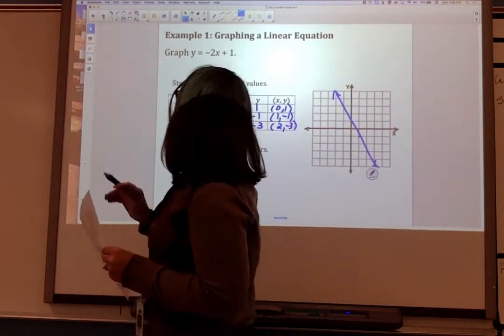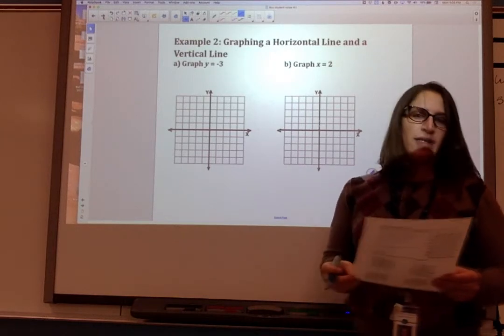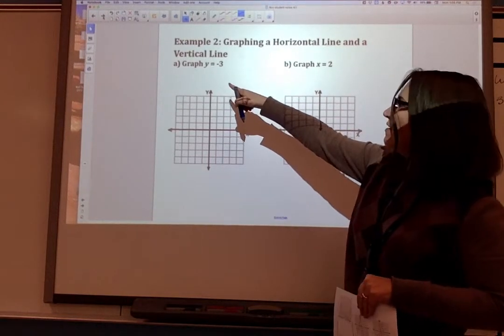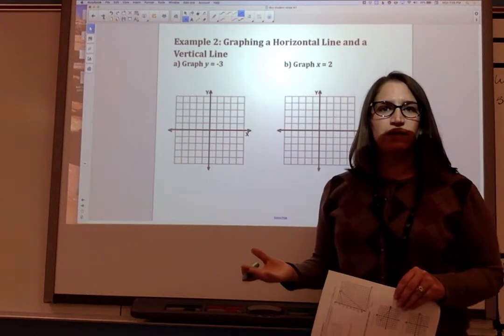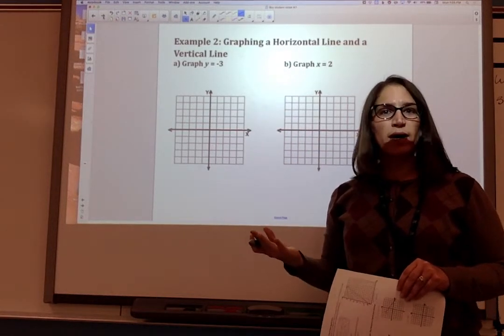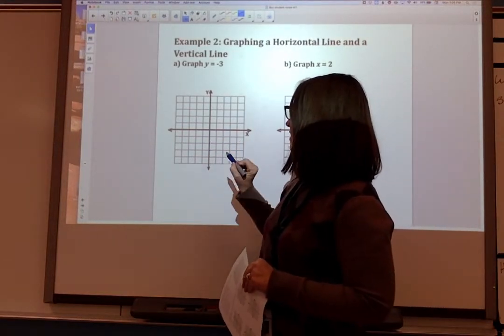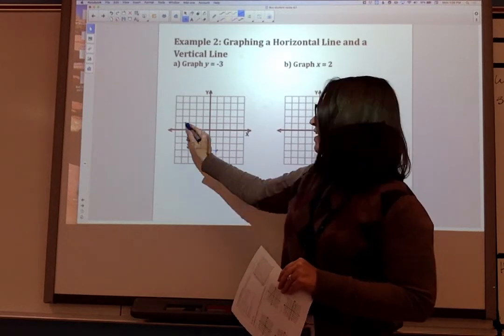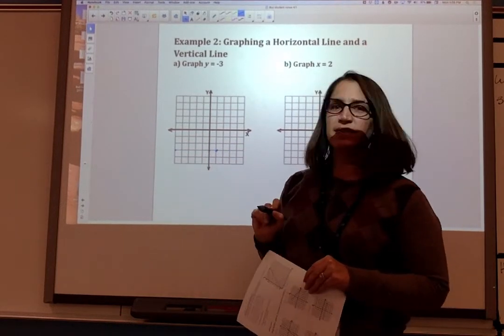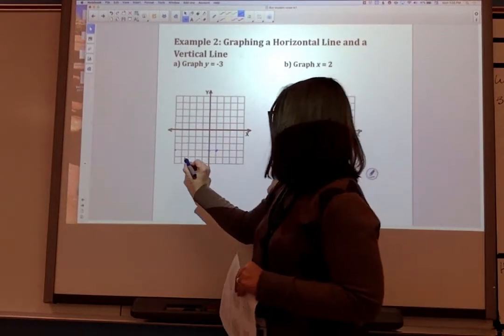Let's try the next example where we're graphing horizontal and vertical lines. So we have the graph y equals negative 3. Notice there's no x in this equation at all. So no matter what x is, y is negative 3. So if x is 0, y is negative 3. If x is 1, y is negative 3. If x is negative 5, y is negative 3. So we see we have a straight horizontal line here.